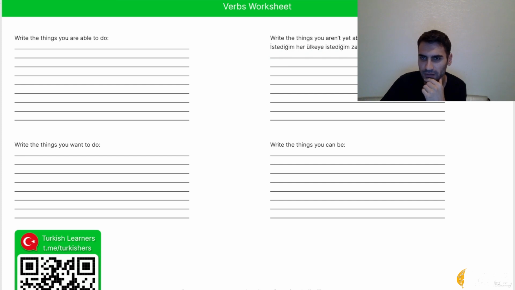And git is go. T became softened as a consonant that can soften for the sake of harmony. So, I will be able to go. Write things you aren't yet able to do but you will do.